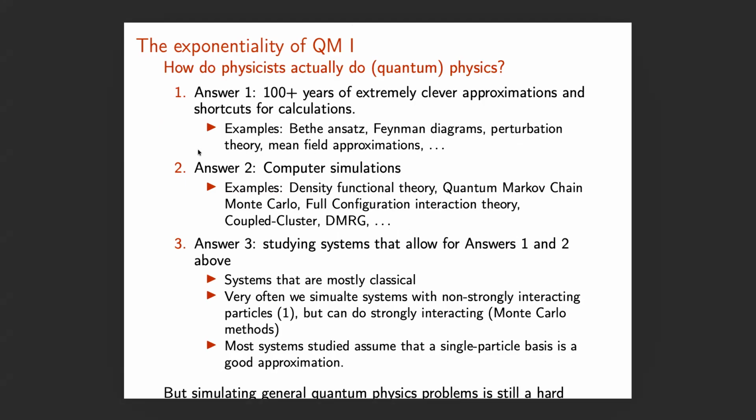If you think of how we actually tackle this, and I should also say quantum chemists often use the same type of methods, we have something like 100-plus years of experience. This goes from simple implementations or approximations like the Bethe ansatz. You have perturbation theory, mean field approximations. You have standard computer simulations of many-body systems. And these are typical methods which are being used in the literature.